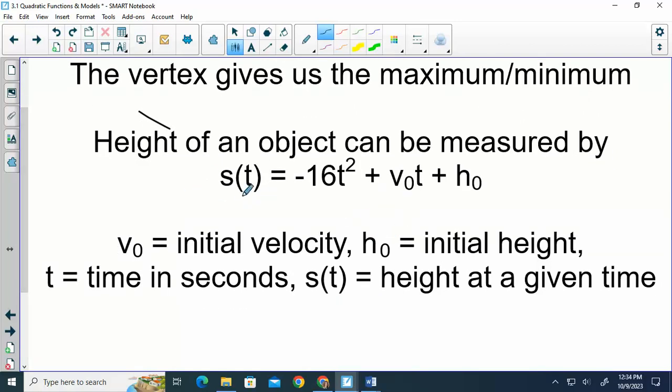S of t represents the height at a given point in time. T is your time in seconds. V sub 0 is your beginning velocity. H sub 0 is your beginning height. So you can fill that in. I think there's a box where you have to fill in the blank for some things on your notes.